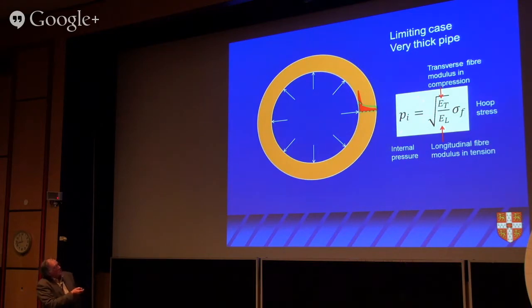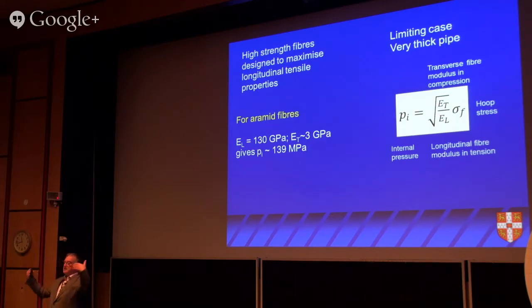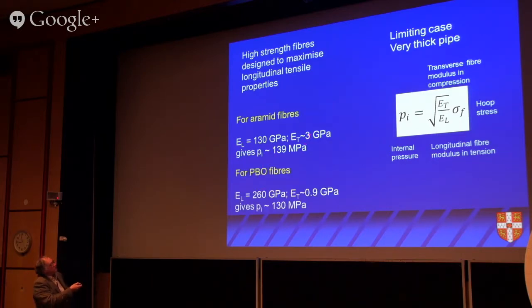I'm not going to go through the details, but the important part is that the governing ratio is the ratio between the stiffness transversely and the stiffness longitudinally. All of these materials we're looking at are optimized to get all the good properties in the longitudinal direction. For aramids like Kevlar, we find that the transverse modulus is about 3, by comparison with the longitudinal modulus of about 130.